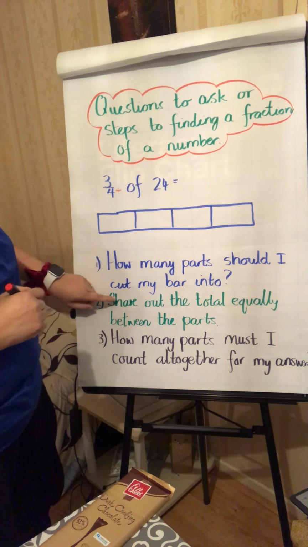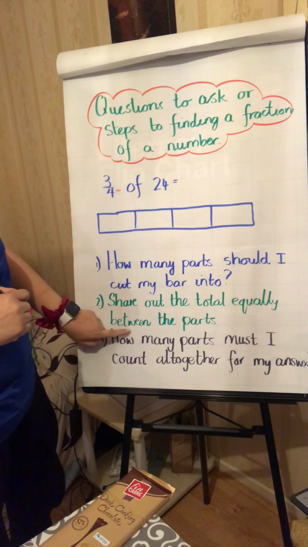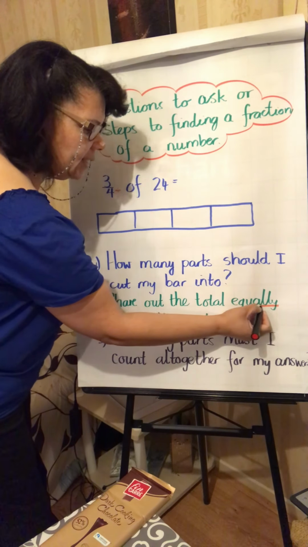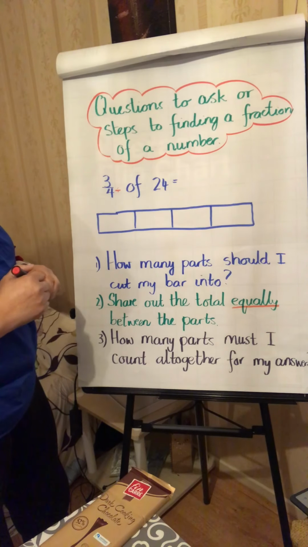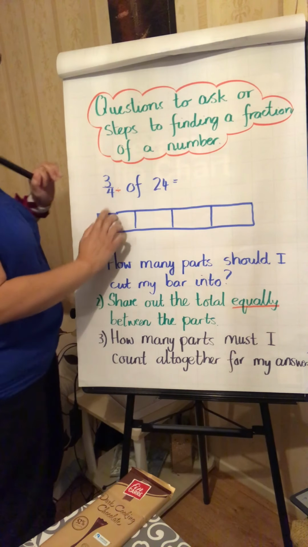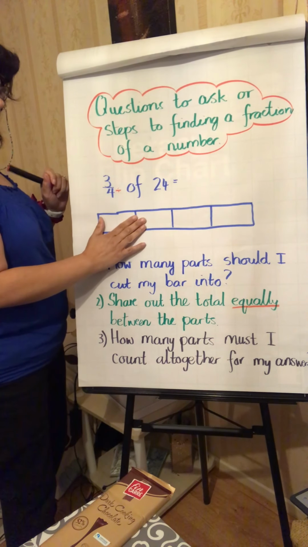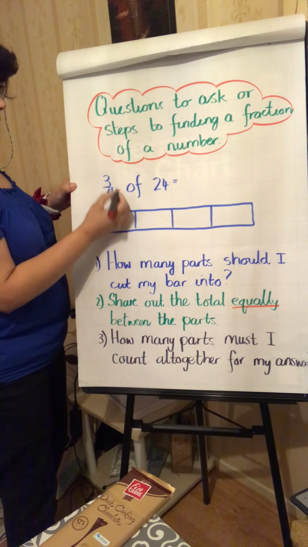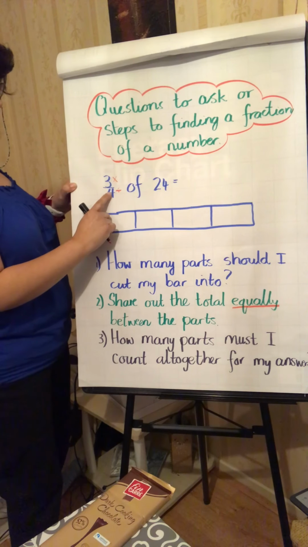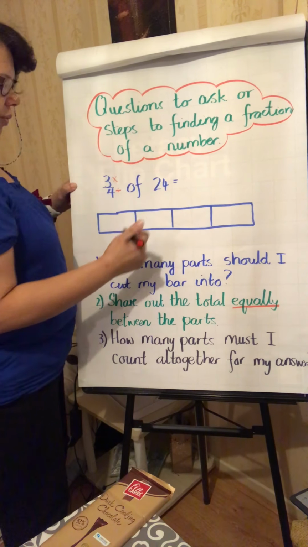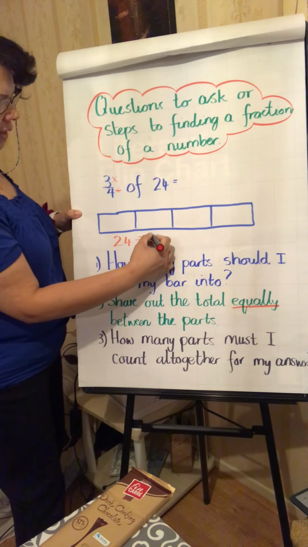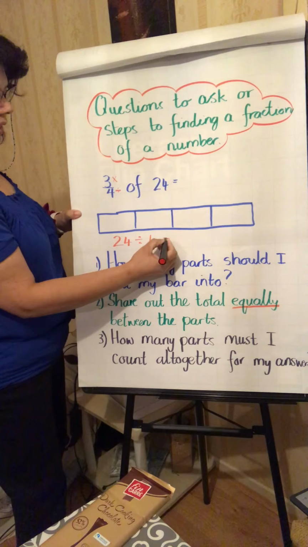Next step. So we share out the total equally between the parts. Remember the word equal. It must be the same. Right. Next step. How many parts must I count all together for my answer? So we've shared it now. Once we've got our answer, we need to then multiply it by the top number, the numerator. So let's count in 4s until we get to number 24.